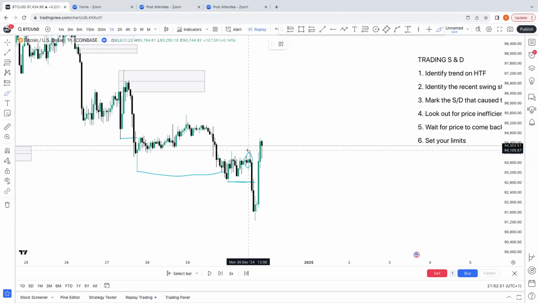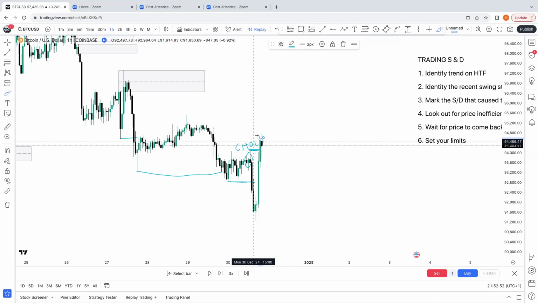Price took out this supply zone. Price took out the supply zone. Now, whenever price takes a supply zone, it's called a change of character, CHoCH, right? We refer to it as change of character. It means price is about to go the other way around.